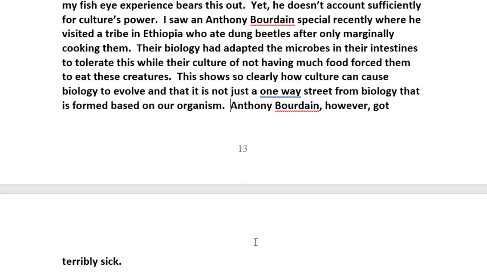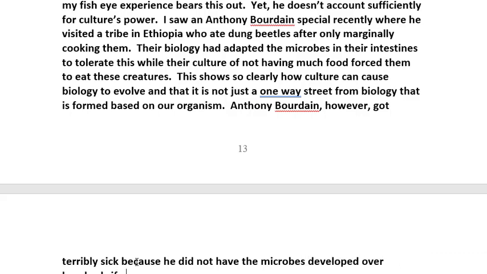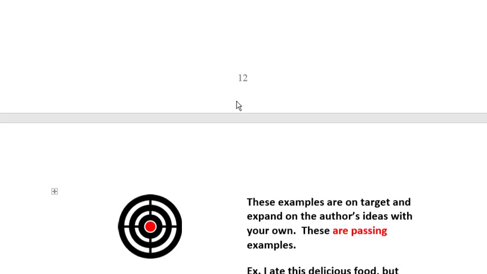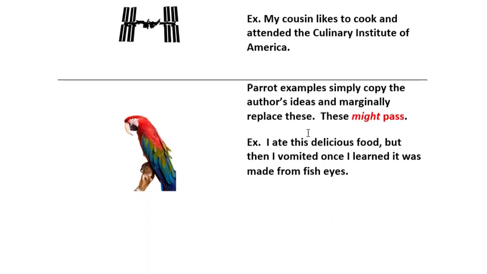And then we leave this off with some pithy comment. Anthony Bourdain, however, got terribly sick. Why? Because he did not have the microbes developed over hundreds, if not thousands, of years. So I think this is a great example. It does what it's supposed to do, and it goes way beyond that. You can see the difference then, if we scroll up, the difference from there to this.